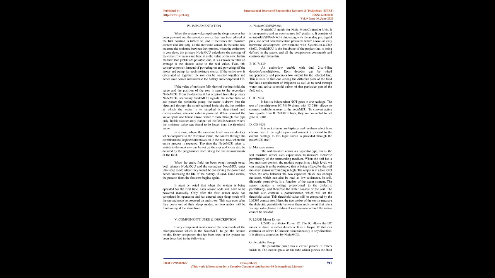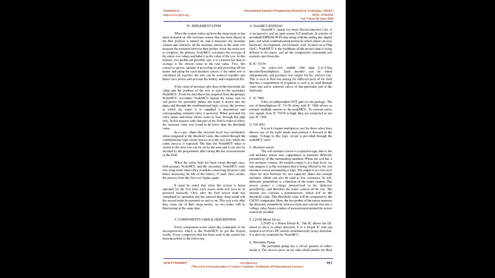From the data that it has acquired from the primary node MCU, the secondary node MCU signals the motor to turn on and power the peristaltic pump. The water is drawn into the pipes and through the combinational logic circuit. The position at which the water is to be supplied is determined and the corresponding solenoid valve is powered. When powered, the valve opens and hence allows water to flow through that pipe only.